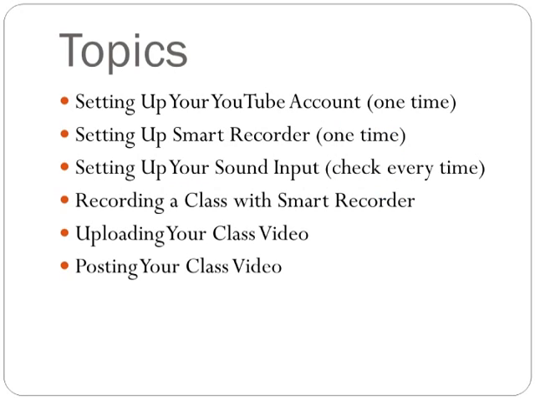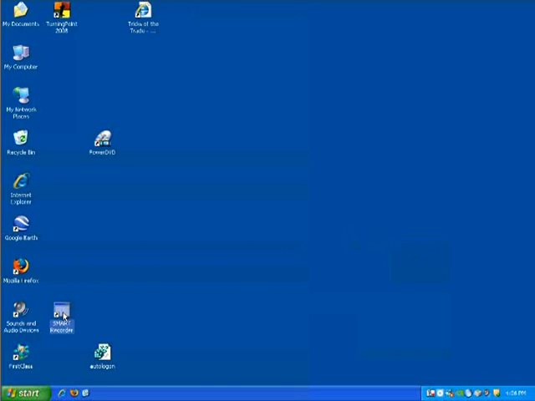Okay, so we've got our YouTube account set up. The next thing that we're going to do is set up our smart recorder, and this is also a one-time thing to make sure it's set up from now on for recording in the right format. Everyone should have a shortcut to smart recorder on their desktop. The icon for it might look a little bit different. In fact, my icon, you can't see anything at all in it.